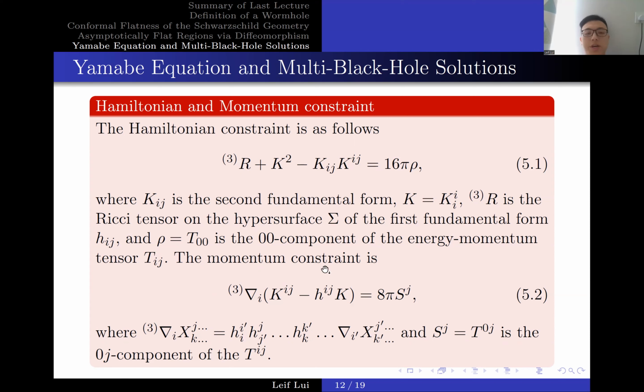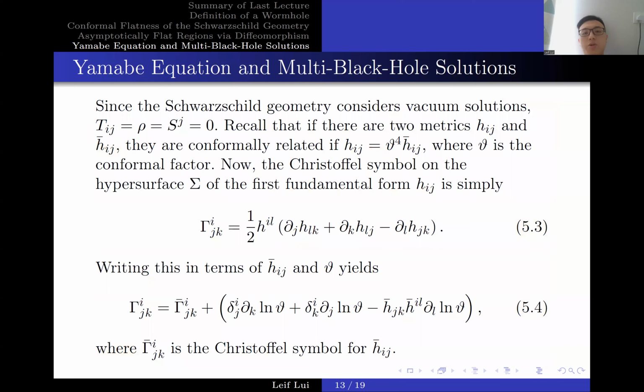The momentum constraint, on the other hand, is as follows. It's a very similar equation, but here, this is called the spatial covariant derivative. You can think of it as the covariant derivative projected on h_ij, so projected on the first fundamental form. And S_j is simply the 0j component of T_ij, which is the energy momentum tensor. Since the Schwarzschild geometry considers vacuum solutions, the energy momentum tensor is 0. Therefore, rho is 0 and S_j is 0. I mean, that's pretty obvious.